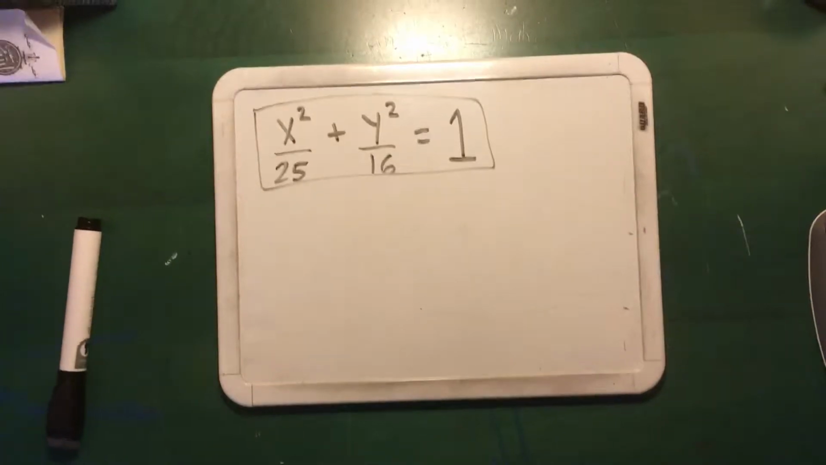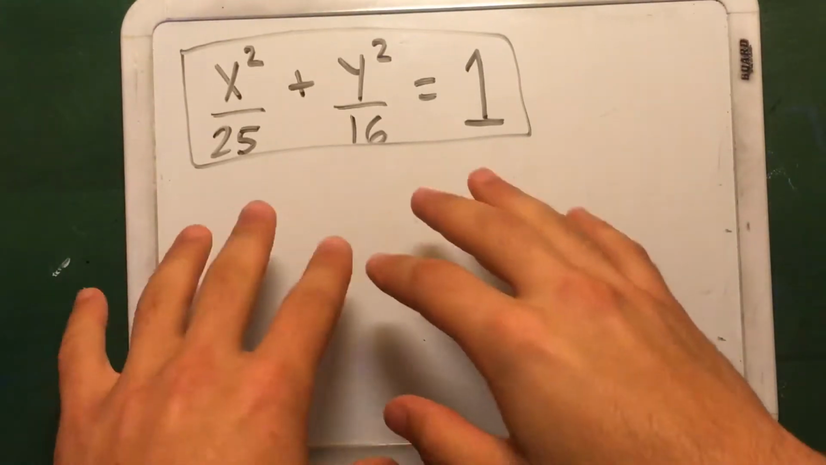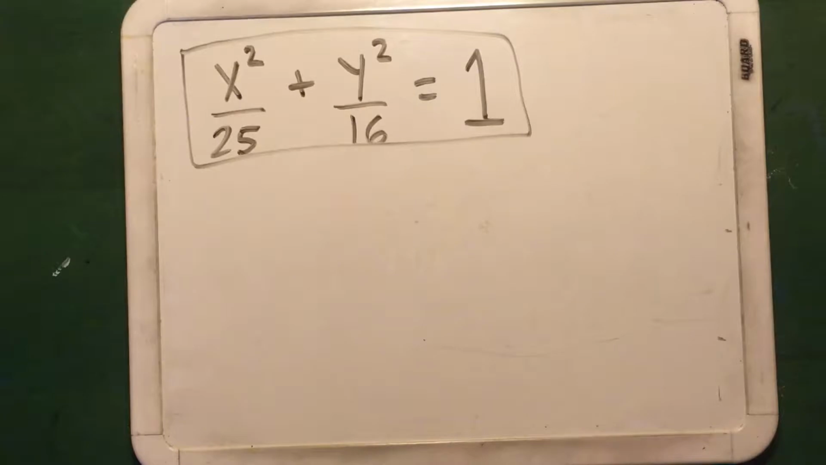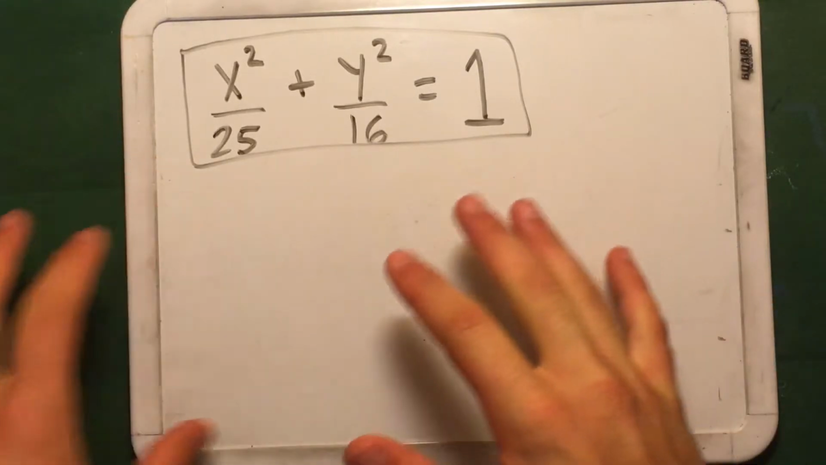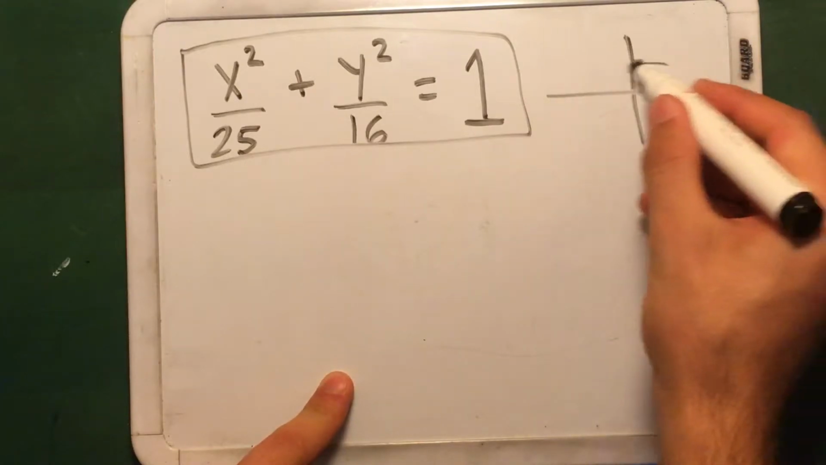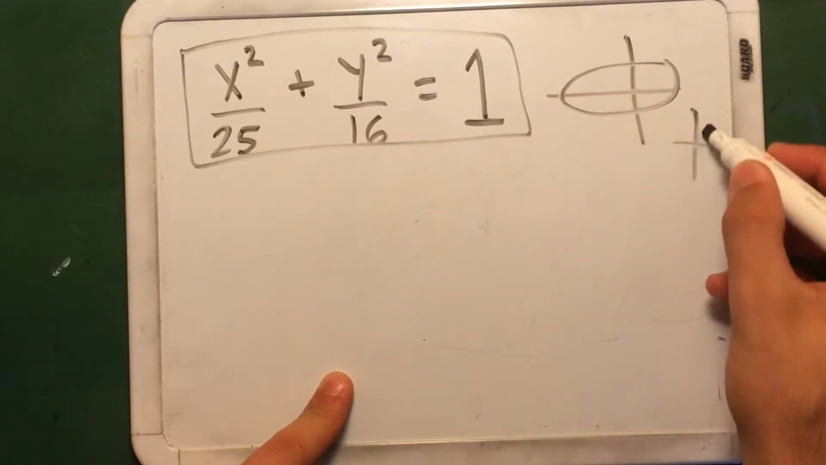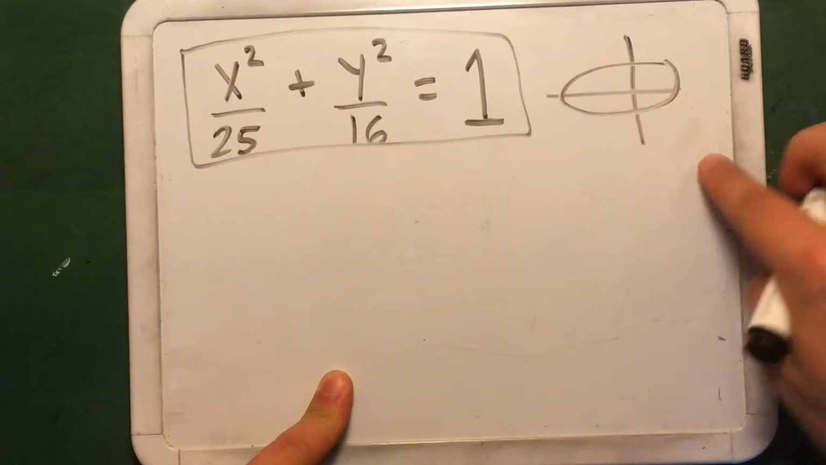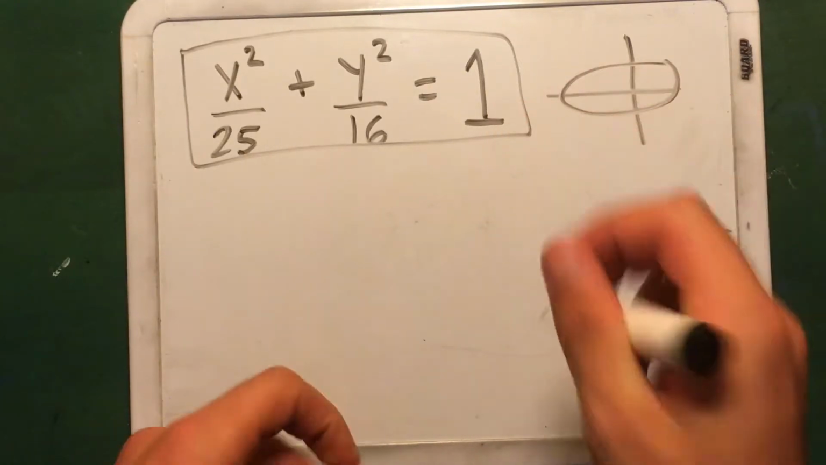Hey everybody, so in this video I'm going to show you how to graph an ellipse. Here we have a given equation of an ellipse. We could already tell that it's going to be a horizontal ellipse looking somewhat like this instead of like this. So we already know it's going to be a horizontal ellipse.